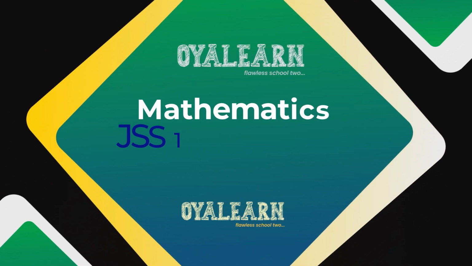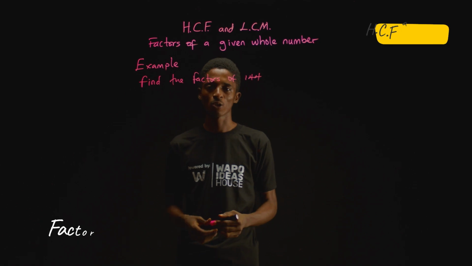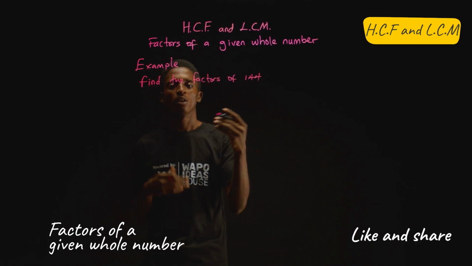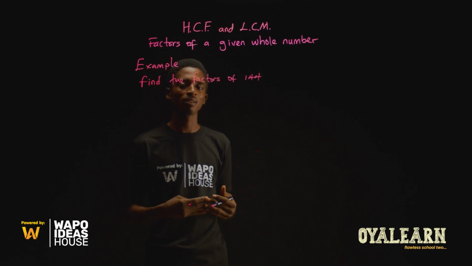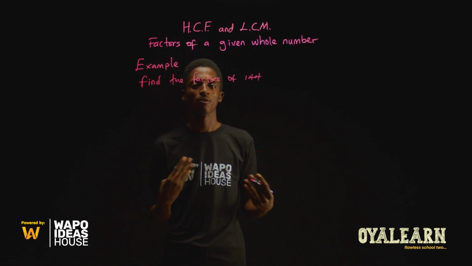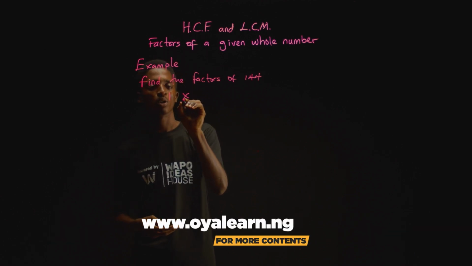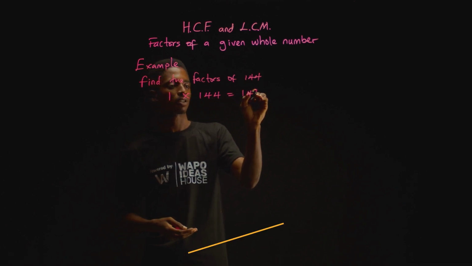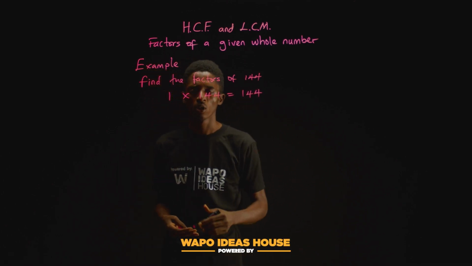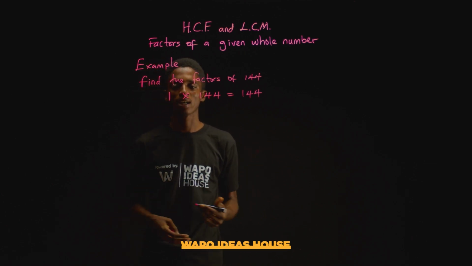Let us find the factors of 144. Numbers that multiply into each other to give us 144 will also give us the factors of 144. These are 1 multiplied by 144. The result is 144. Other numbers that multiply into each other to give us 144 are as follows.